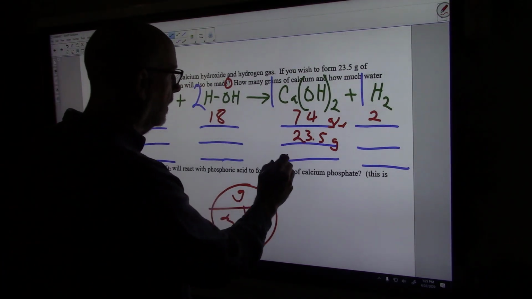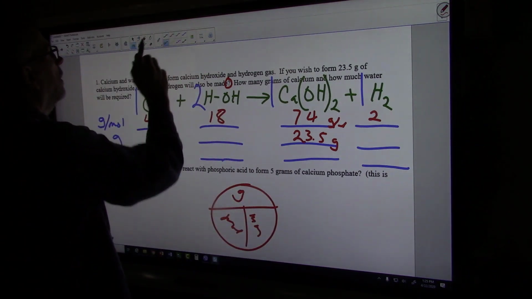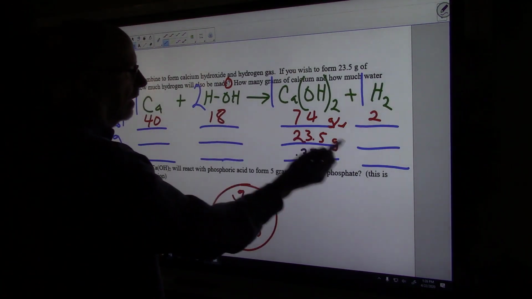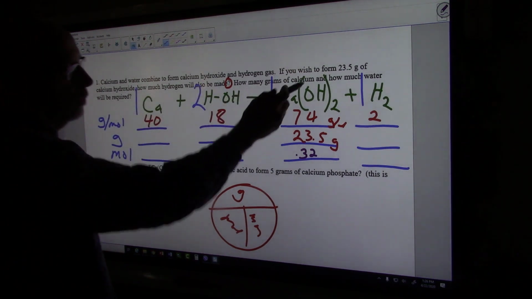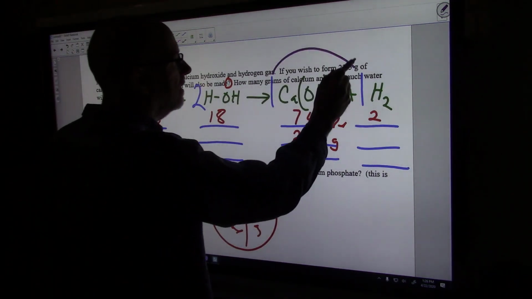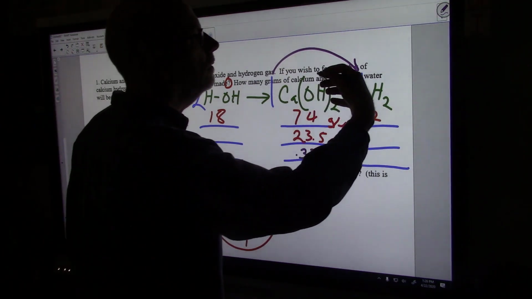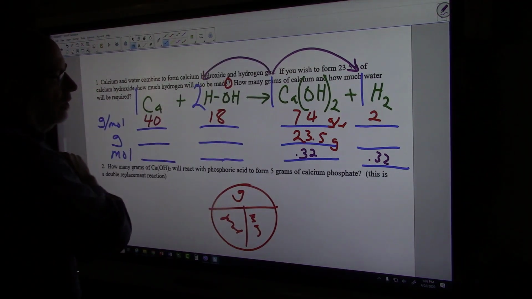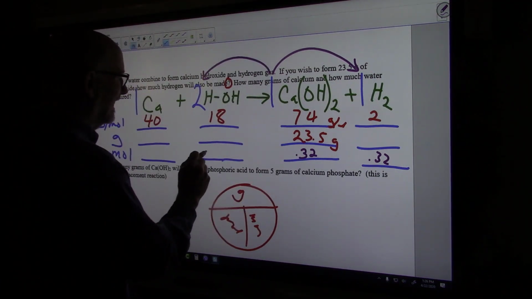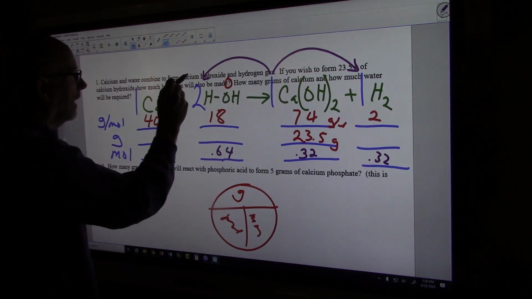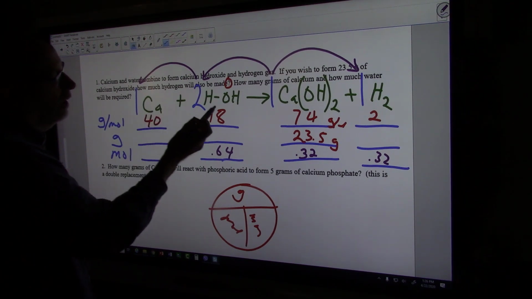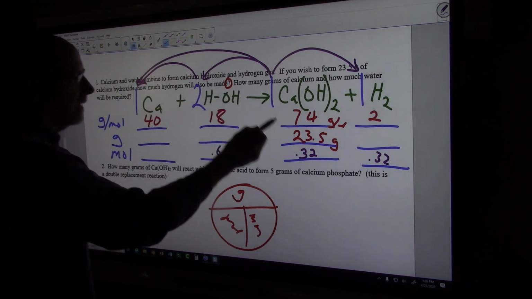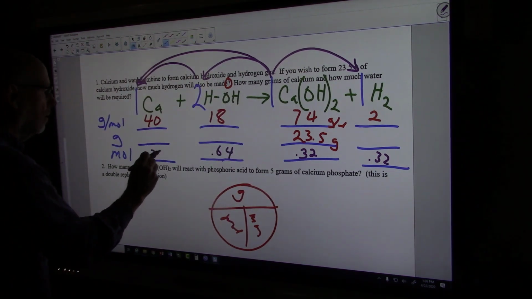2 sig figs. Let me put this in a different color, magenta, 0.32. Well, all right, let's figure out the moles of all of these. It's a 1 to 2 to 1 to 1 mole-to-mole ratio. Well, let's see, 1 is to 1 as the 0.32 is to 0.32. 1 is to 2, ooh, twice as much. What's twice as much as 0.32? 0.64. Now, we can either go 2 is to 1 and have that, or if we're lazy, like me, you can say, well, 1 is to 1 as 0.32 is to 0.32.